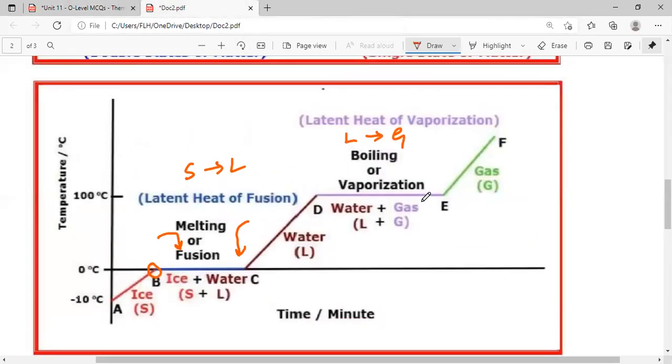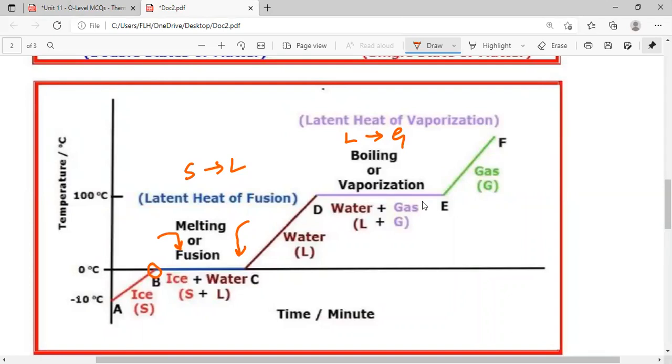In this graph, you can see that when the temperature is constant from B to C, two states of matter are there, then that sort of heat is called latent heat. Since the solid is being converted into liquid, this is the reason this is called latent heat of fusion. In general, latent heat means hidden, unchanged.